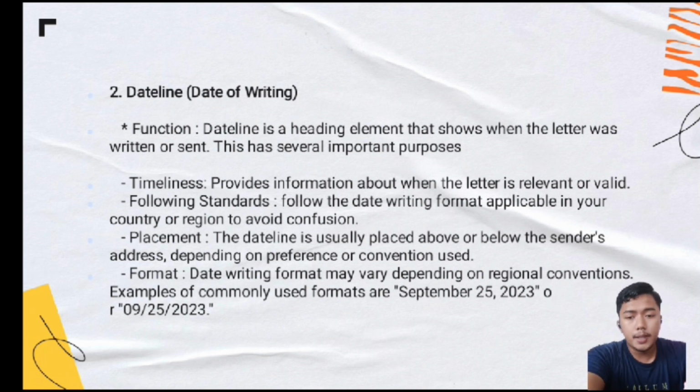Now, where is the placement of the deadline? The deadline is usually placed above or below the sender address, depending on your preference or the convention used. So what is the format of the deadline? The writing format may vary depending on regional conventions. Examples of commonly used formats are September 25, 2023 or 09/25/2023.